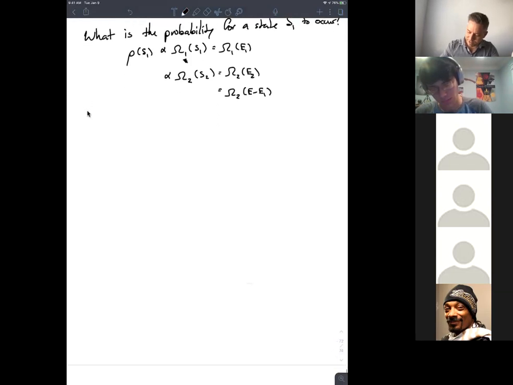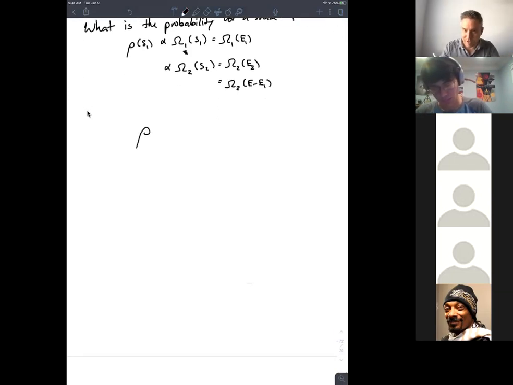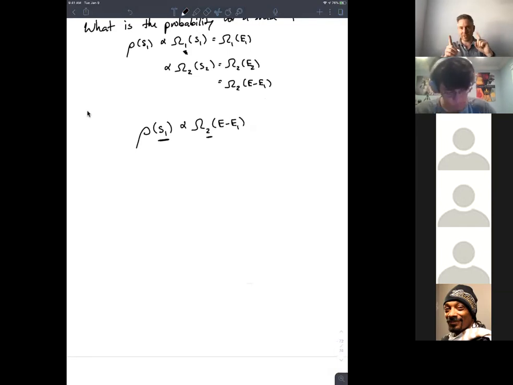Let me write that out again just to be super explicit. The probability density to find subsystem 1 in state S1 is proportional to the density of states of subsystem 2 with energy E minus E1. What this is saying is that subsystem 1 and subsystem 2 are coupled to each other: whatever subsystem 1 is doing depends upon what subsystem 2 is doing.